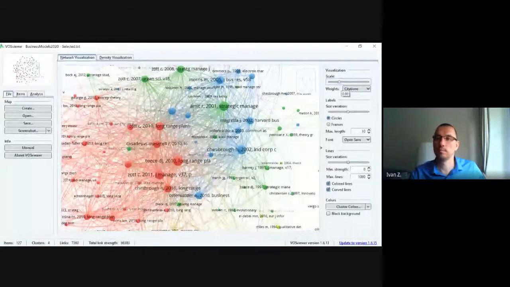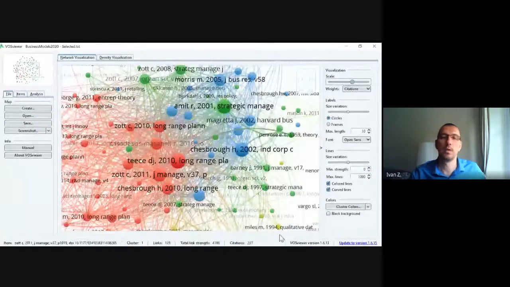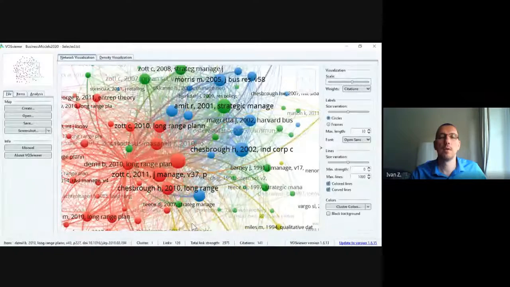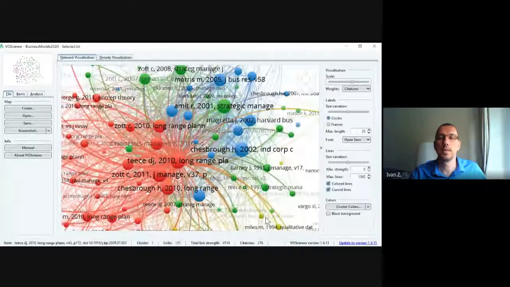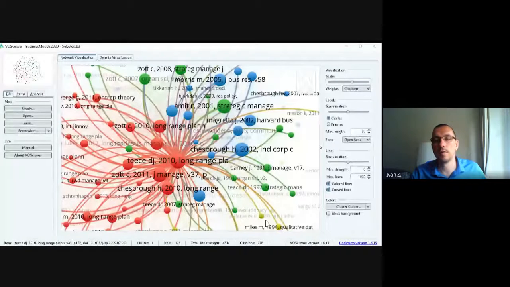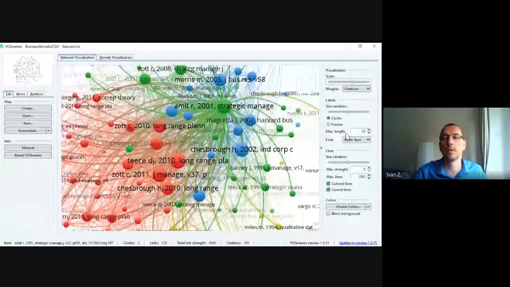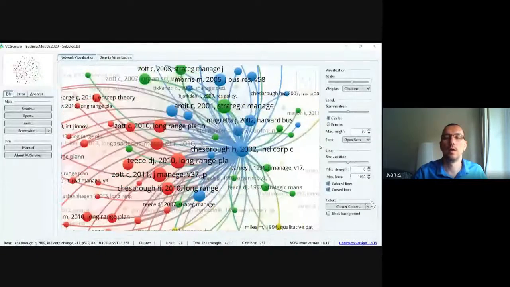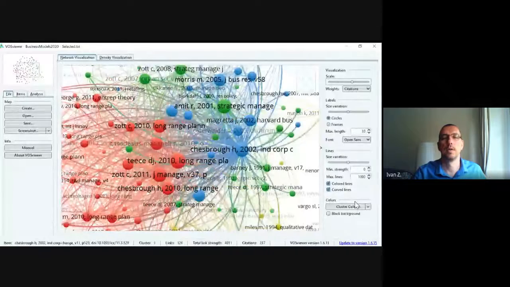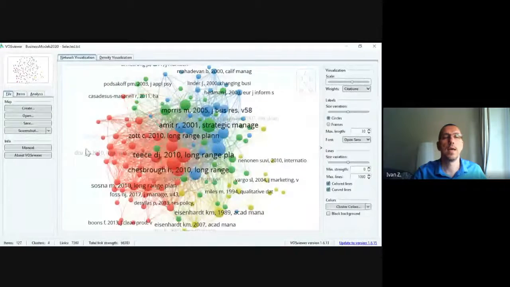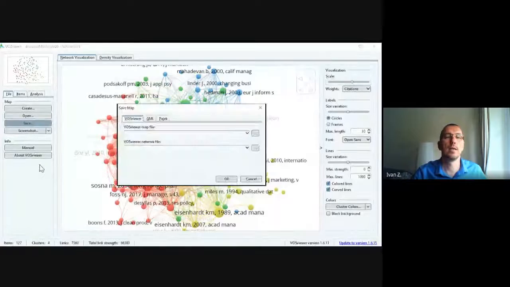Let me see. Let's put this a little bit stronger. So, for example, the name of the author, this is Teece. The year of publication, and where it was published. This journal is Long Range Planning, and from this data you can basically find which article this was, and you have to read the abstract and then interpret what the red cluster means, what the green cluster means, what the blue cluster means, and so on. And also then actually export the data and use it.